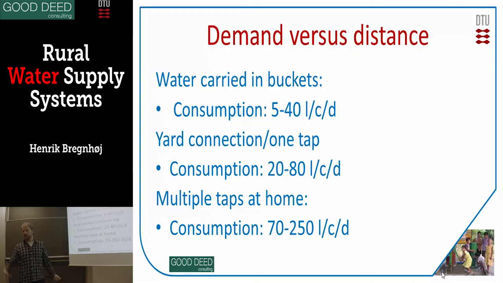If you have a yard connection, that means you have one tap. This is in many places the next step when you start having water installed in houses: you put a tap in the yard, but not a lot of taps inside the house. Then you would be using 20 to 80 liters per capita. And if you have multiple taps, showers, kitchen water, toilet water and all that, then you come up to 70 to 250.